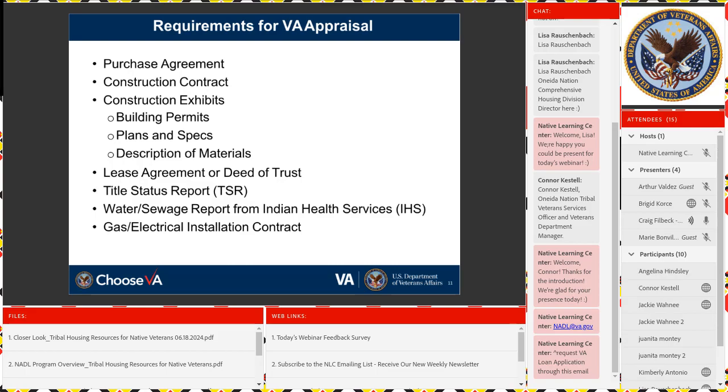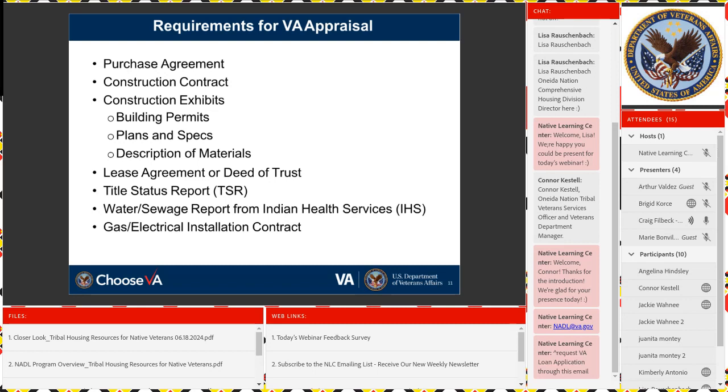So we have some other things. Now moving into the appraisal, what the appraiser needs to derive a credible value. The appraiser is going to want the purchase agreement or construction contract. They're going to want to see building permits if required. I know on some tribal lands, building permits are not required. They're going to want to see plans and specs, like what type of countertops, what type of materials are going into the home.